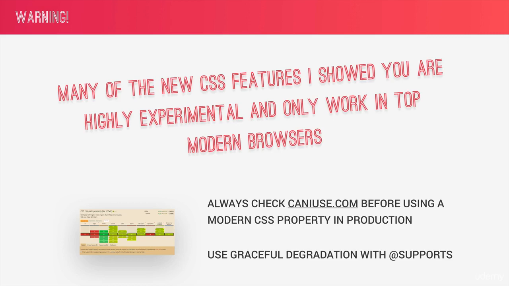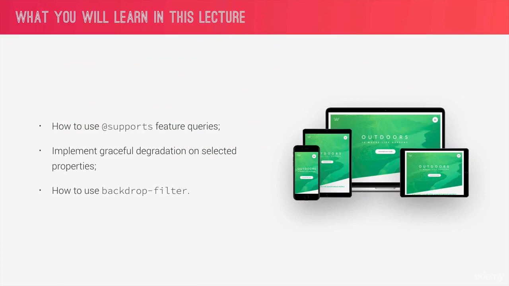And how do we do that? Well, that's exactly what I'm going to teach you in this lecture. So you're going to learn how to use feature queries in CSS using the @supports rule. And with that, you can use the principle of graceful degradation on selected properties on your website. Plus, I'm also going to teach you yet another brand new CSS property called backdrop-filter. So let's get to work.